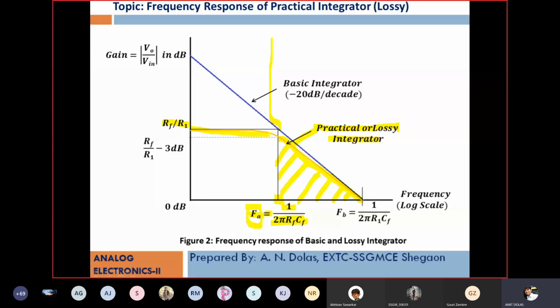So for this period, from here to here, the gain is constant, and constant gain means what? Output is equal to some constant gain times input, that is nothing but an amplifier. So from 0 Hertz frequency to frequency FA, this practical integrator circuit will work like an amplifier. It will not work like an integrator. And later on, from FA to FB, it will work like a perfect integrator.